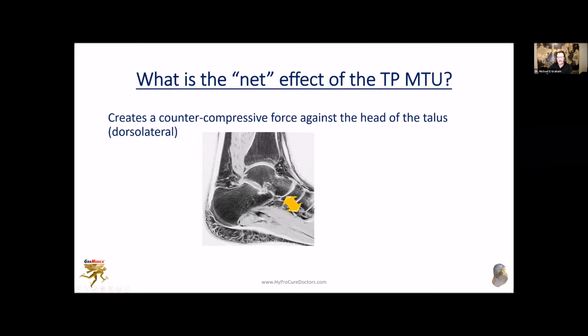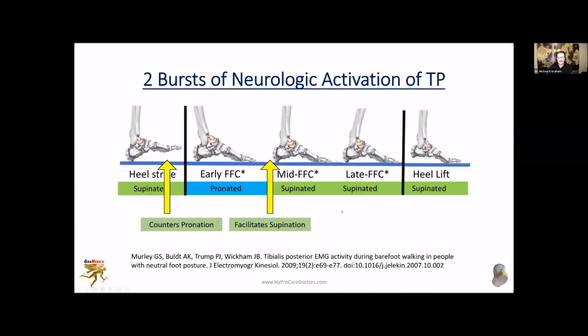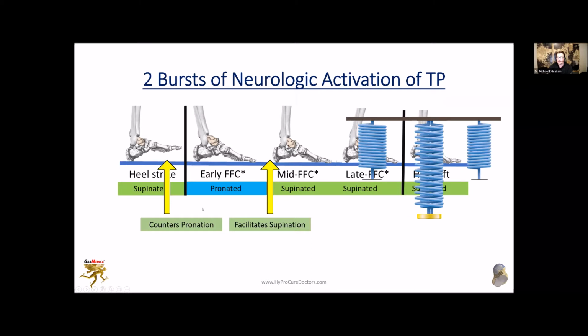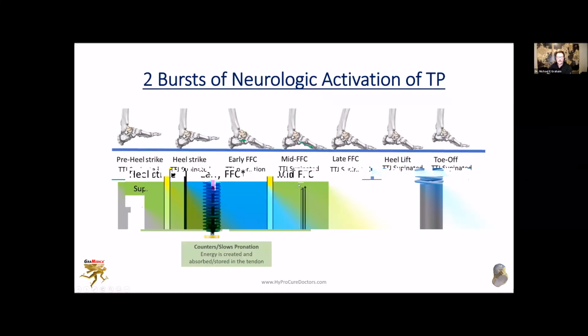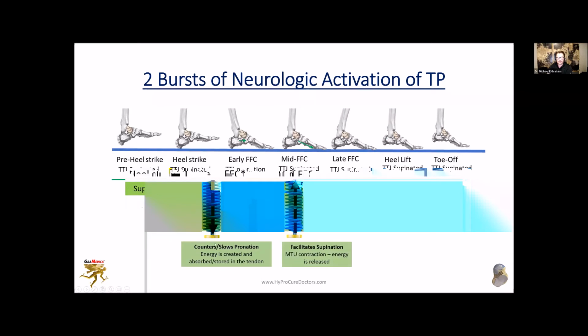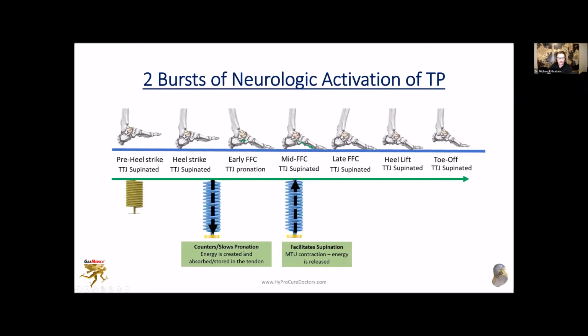Okay, a lot of us don't really think about that part of the physiology of the tendon. And I love having these graphics here to help show when this coiling and recoiling is occurring. We have it right here at the early part, right after heel strike, and then the energy is going to be absorbed during the mid portion of full foot contact. So here we have the initial strain that's going to counter and slow pronation. Energy is created, and then it's absorbed and stored within the tendon itself.